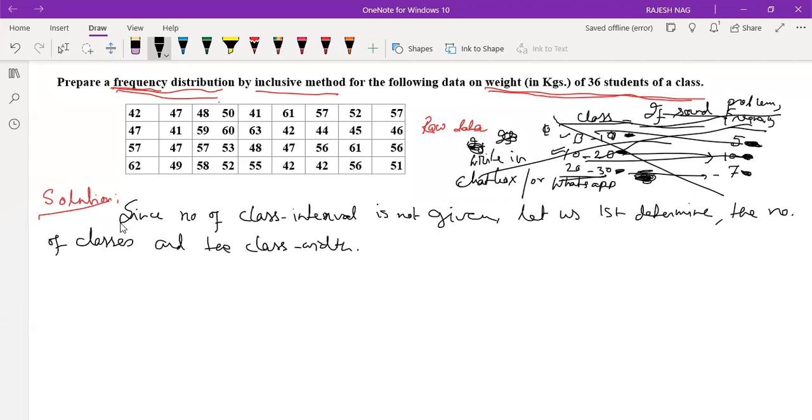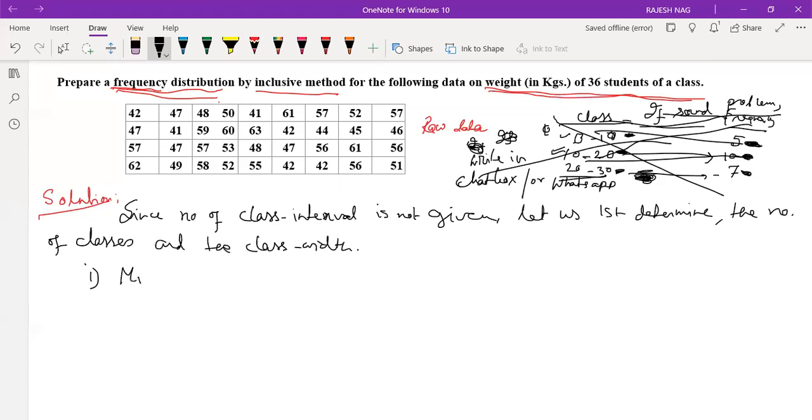So I write, since the number of class interval is not given, let us first determine the number of classes and the class width. How can we determine this? First of all, we have to do this and then we go for the formation of the table. Okay, so we start. What are the steps to find the number of classes?